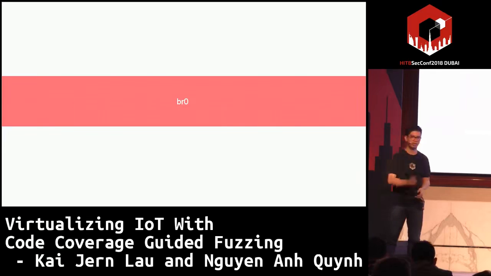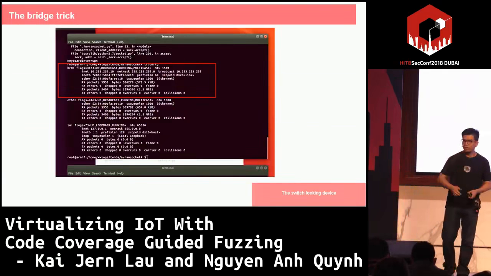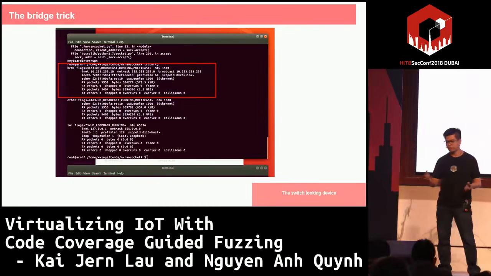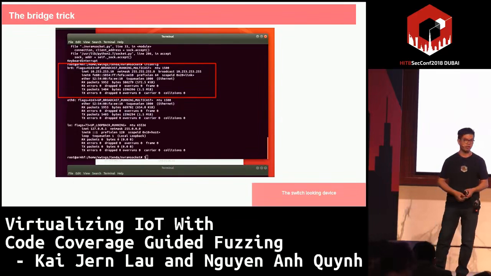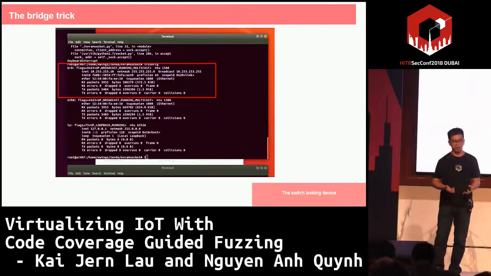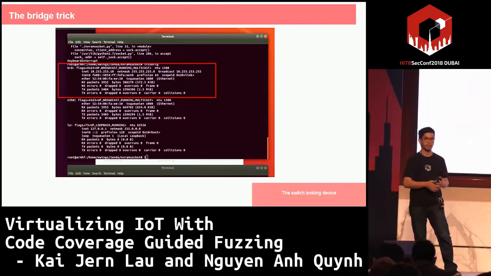BR0 is bridge, not brother. For IoT devices, most of the time the binary will ask for the bridge device interface. Just build one with your bridge CTL command. Create a bridge, link it up. When they look at the BR0 interface, the process will continue to run, and that is how you can run your process.